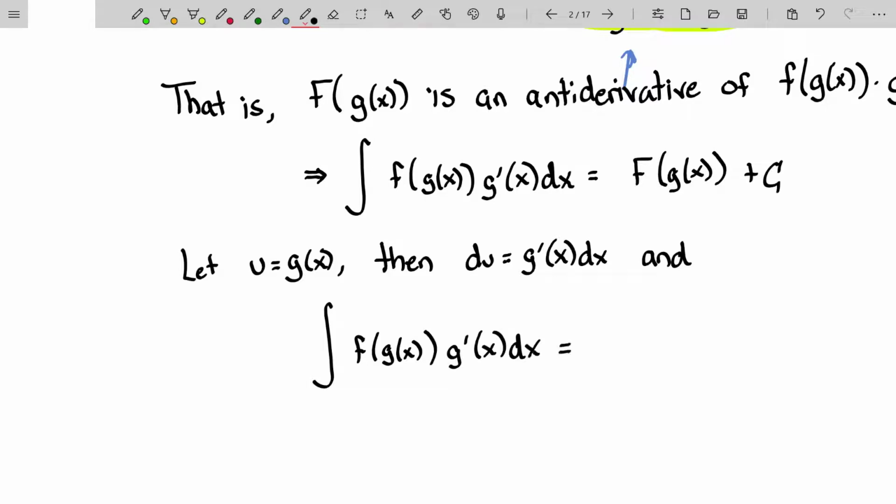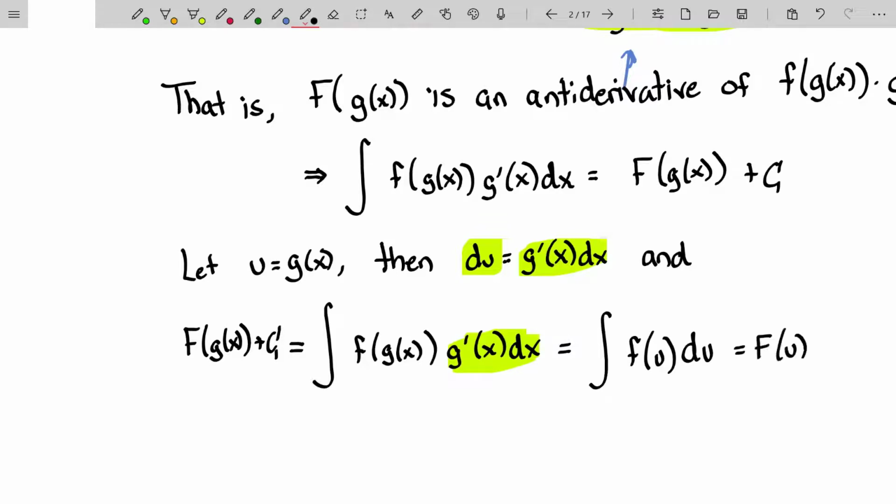That can be replaced with the integral of f evaluated at u, because that's what g of x is, and g prime of x dx, which I'll highlight both here and here, can be replaced with a du. And remember, this integral is actually f evaluated at g of x plus c. But remember, g of x is u, and so we have f of u plus c.